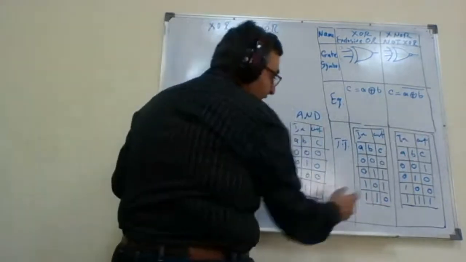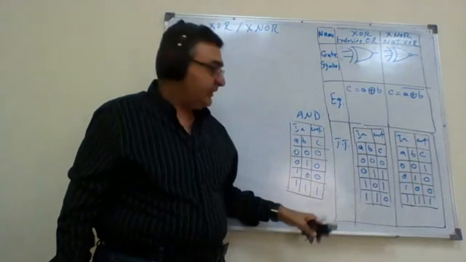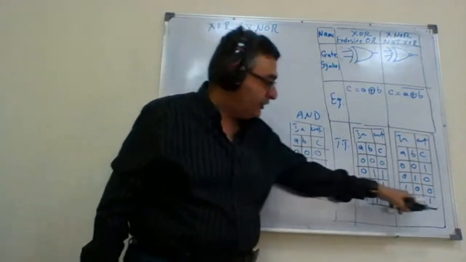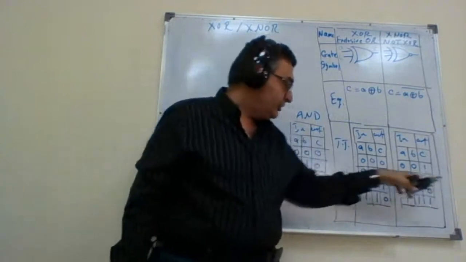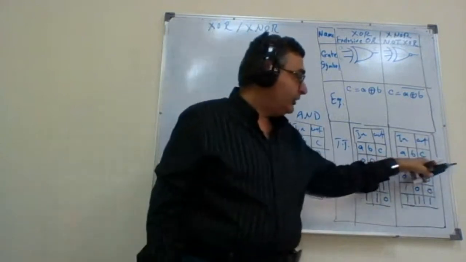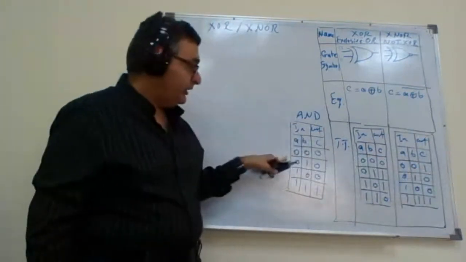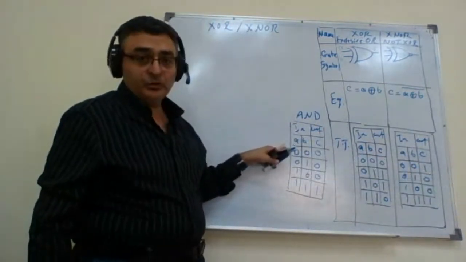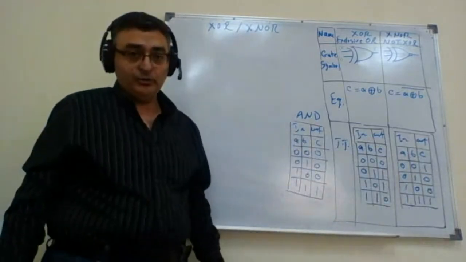Actually, the truth tables are kind of identical in 3 rows. So 1, 1 is 1, like here. 1, 0 is 0, like here. 0, 1 is 0, like here. And only when both inputs are zeros, here I have 1 for the XNOR.